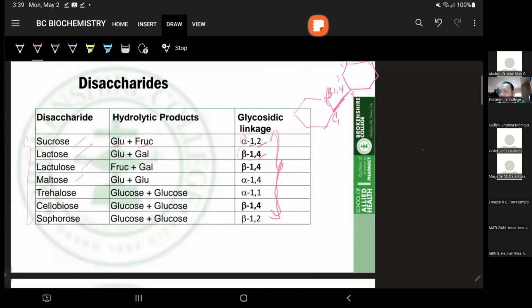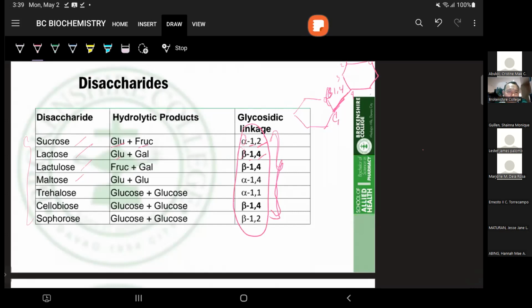If you have biochem in your board exam, what is the linkage that connects glucose and galactose in lactose? Mostly, these are the usual questions in the board exam, about their linkages. Okay, to continue, that is for disaccharides.